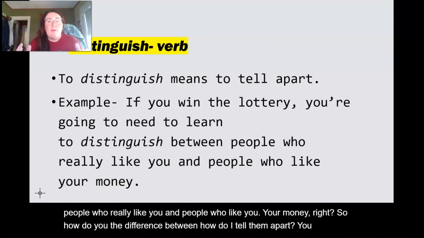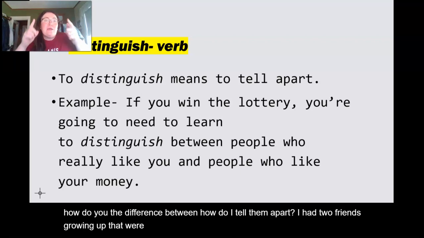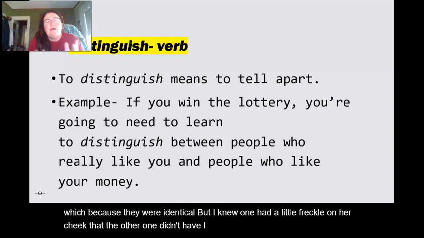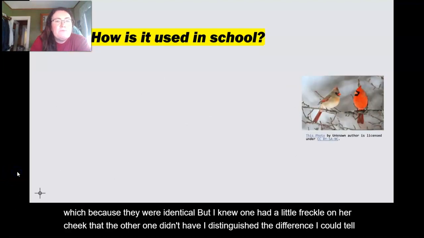I had two friends growing up that were twins, and I learned how to distinguish which one was which because they were identical. But I knew one had a little freckle on her cheek that the other one didn't have. I distinguished the difference. I could tell them apart.